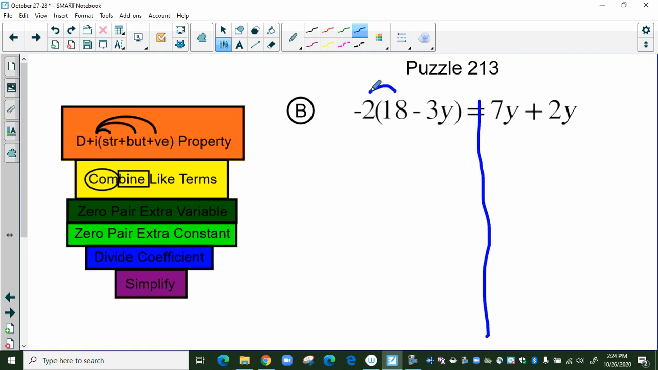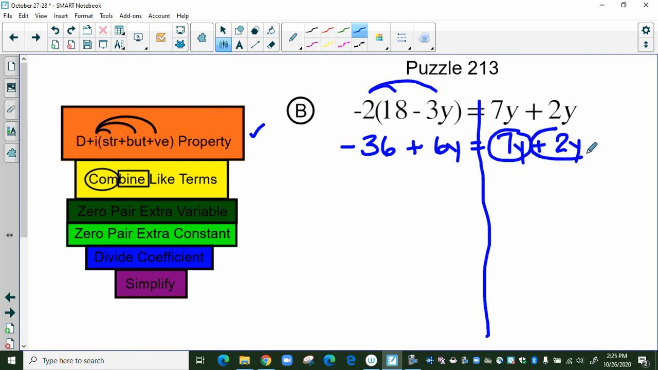All right, for distributive property, we're right here. Negative 2 times 18 is negative 36. Negative 2 times negative 3y is positive 6y. Bring down the other side. On the left, I do not have like terms. I have a y and I have a constant. But on the right, I do have like terms. I have two variables, and they can be added together. So I'm going to bring this stuff down, and I'm going to simplify right here. 7y plus 2y is 9y.